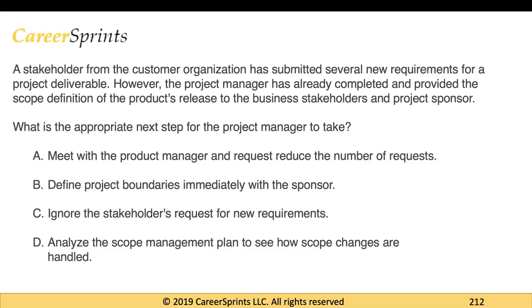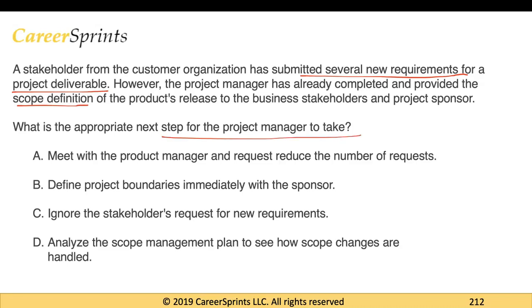So primarily what has happened in the question is that there has been a stakeholder, and this stakeholder has submitted several new requirements for a project deliverable. And the project manager has already completed the scope definition and provided that to the business stakeholders and the project sponsor. And this request from the stakeholder has come after the project manager has done this. So the question is, what is the next step for the project manager to take?